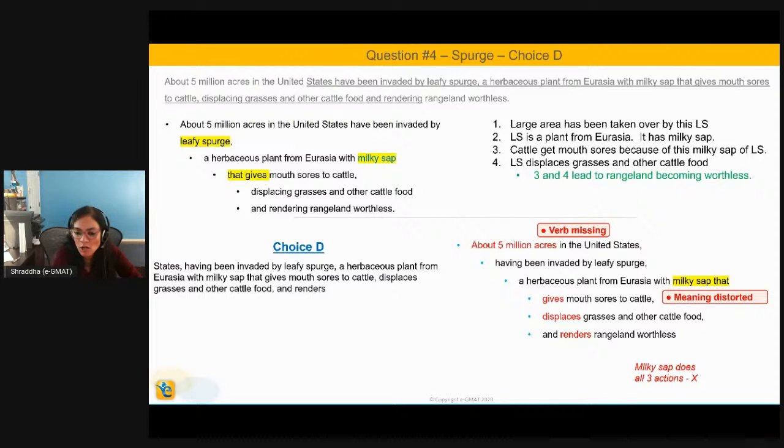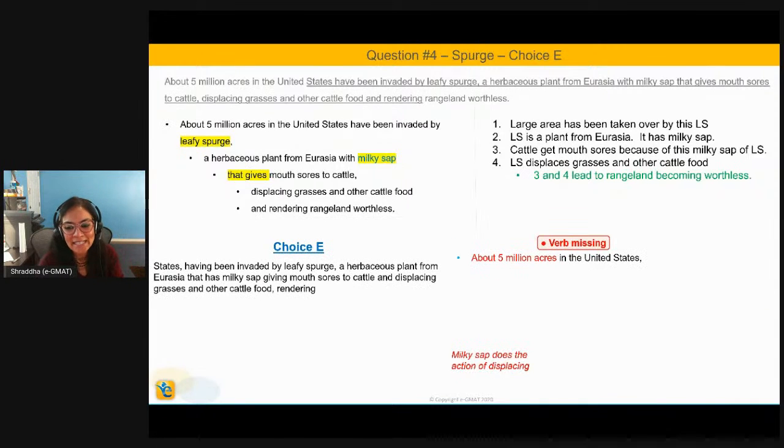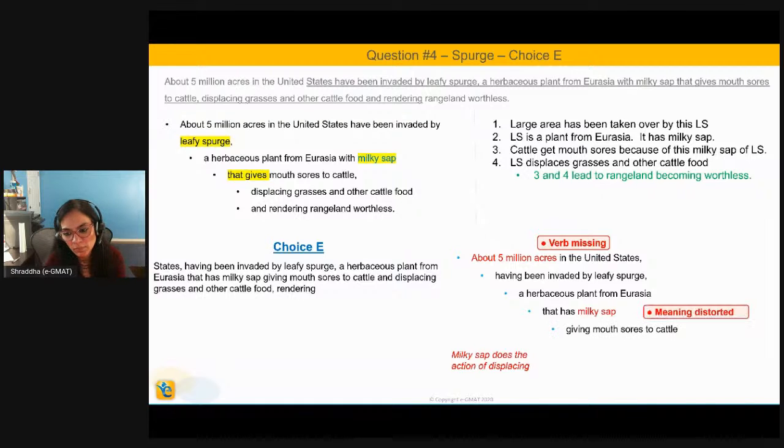Milky sap does not render rangeland worthless. So choice D is incorrect for this reason. All right. So choice E again misses that verb, and it presents the same meaning error that we saw in choice D. It's just that it does not use that modifier.